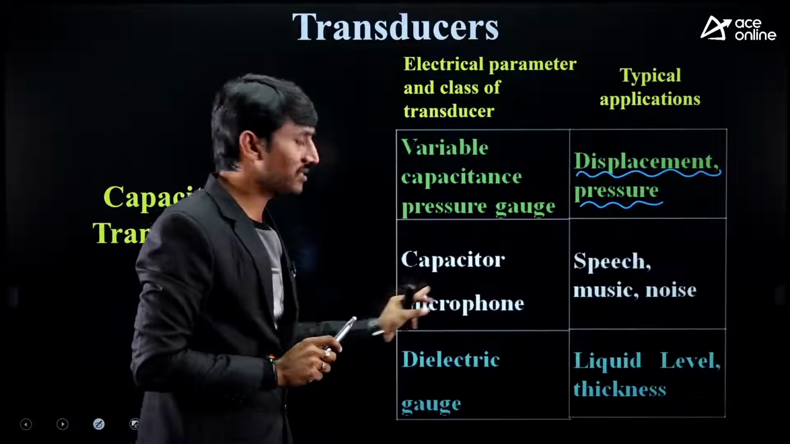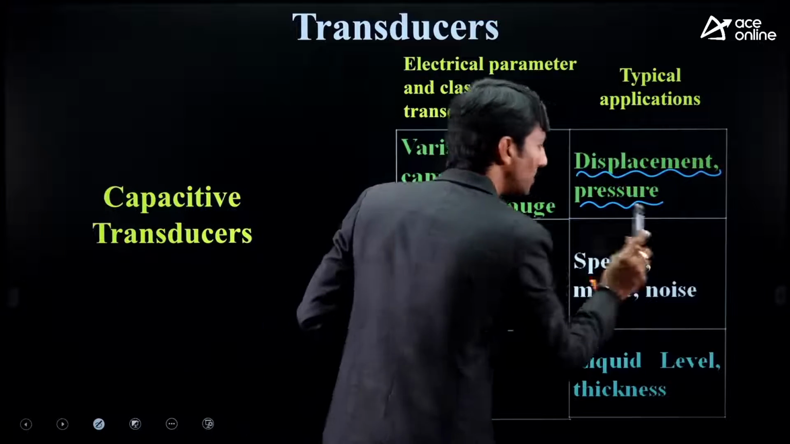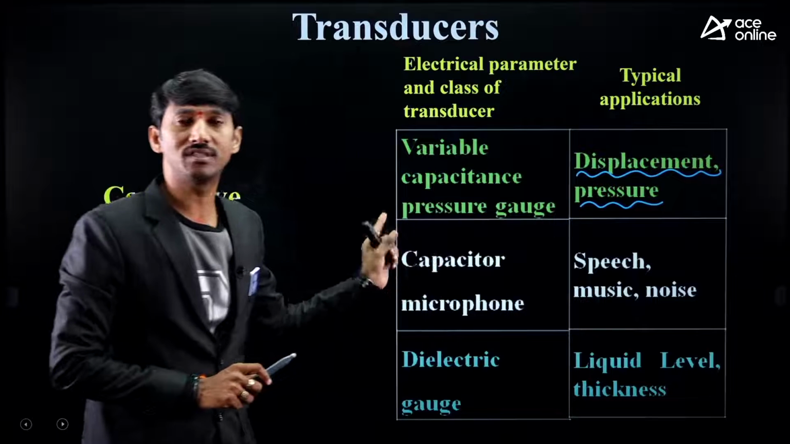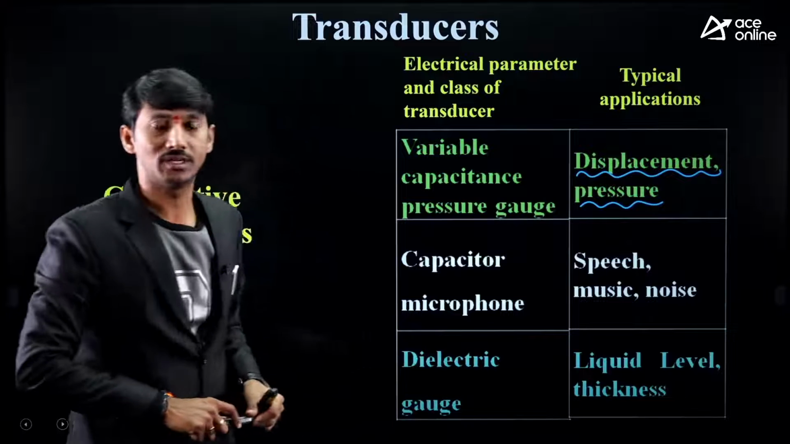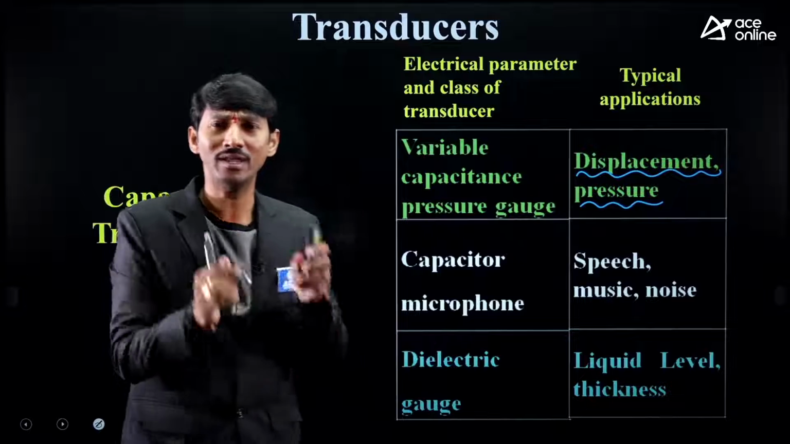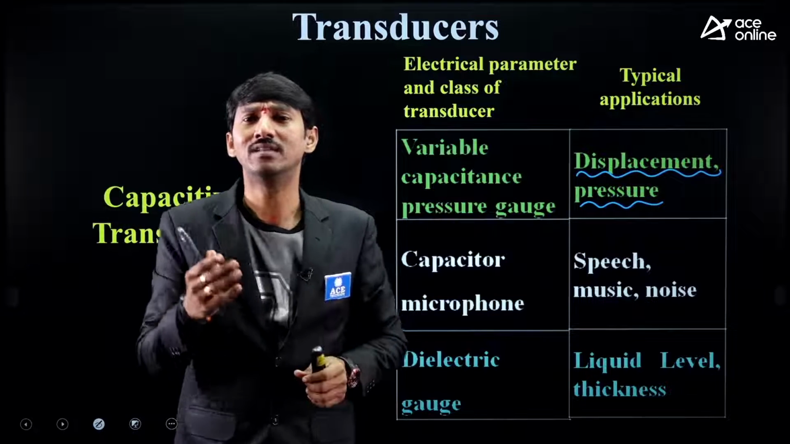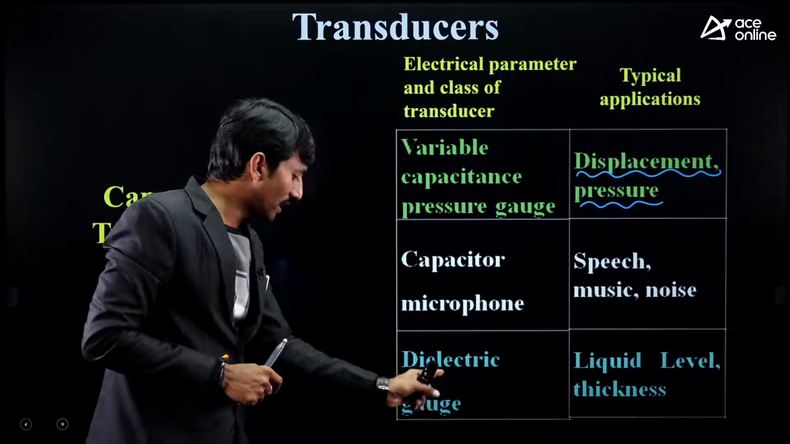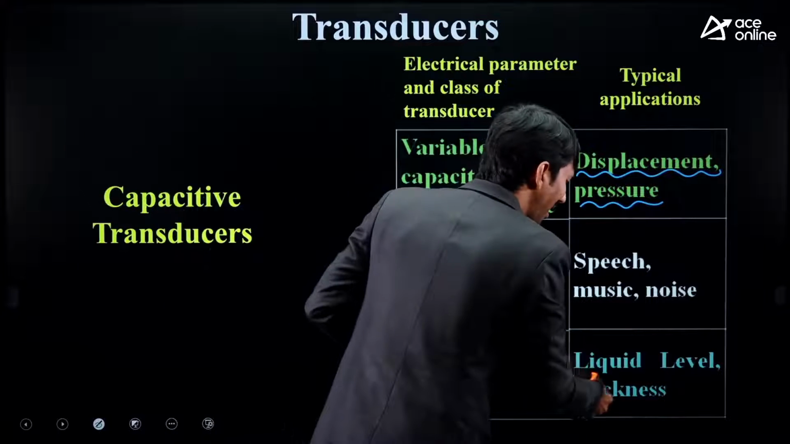And capacitor microphone: speech, music or noise, all can be measured with the capacitor microphone. And dielectric gauge. In the earlier case, eddy current, but here dielectric. Why? Between the two capacitive plates, whatever the material we are placing, that is dielectric material only. That's why dielectric gauge comes under capacitive. Therefore, liquid level or thickness.